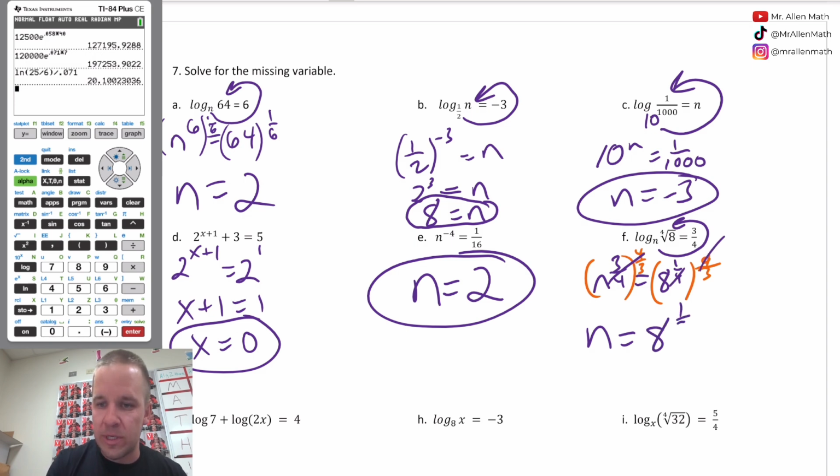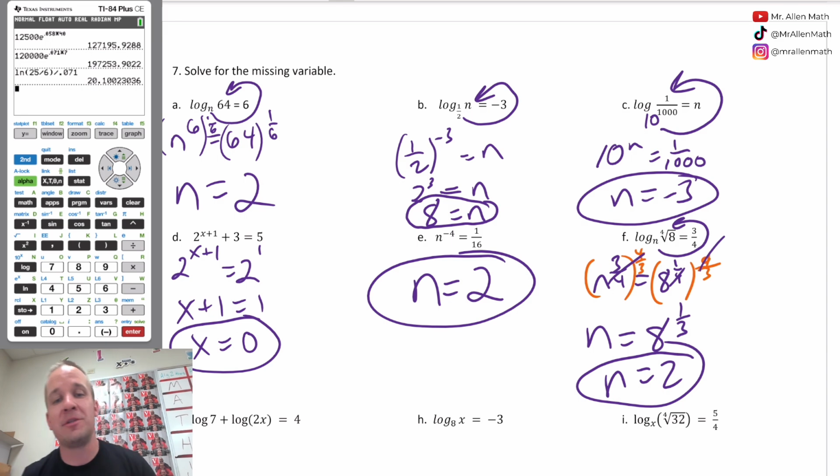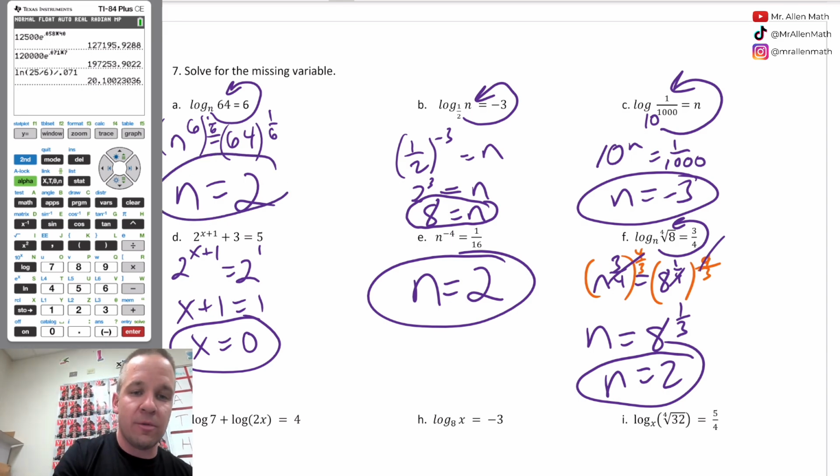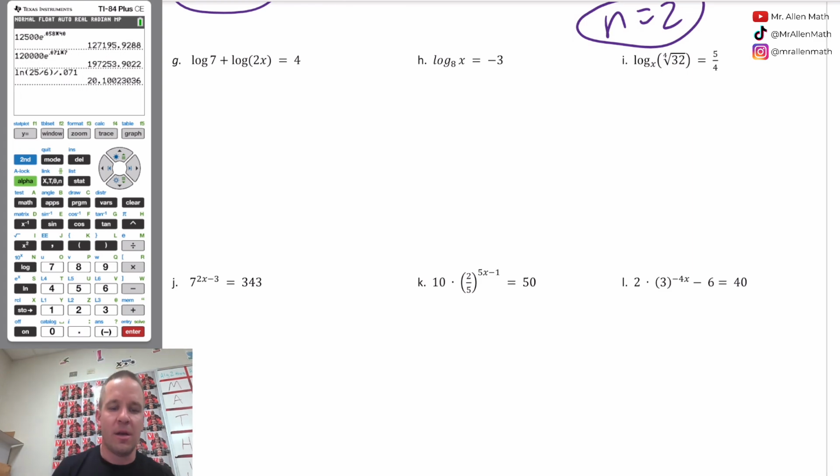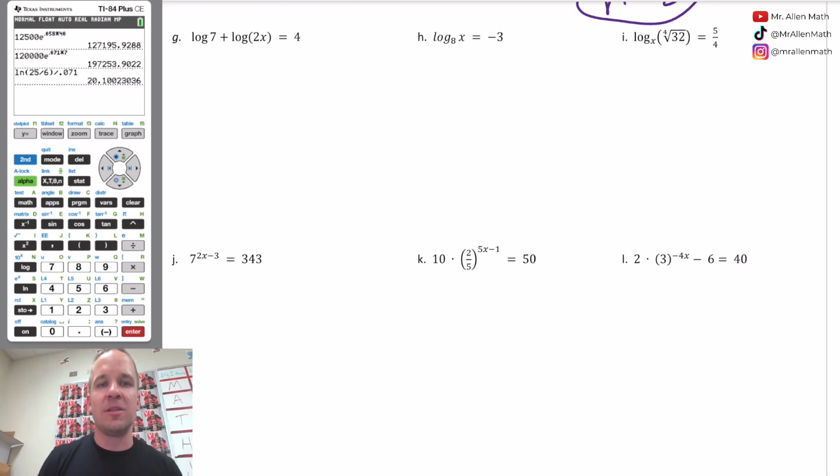What's 8 to the 1/3, or the cube root of 8? That's going to be 2. When in doubt, I just say throw down a 2. That's 3 of them where n equals 2, right? High likelihood. All right. Now we got some logs and log properties.